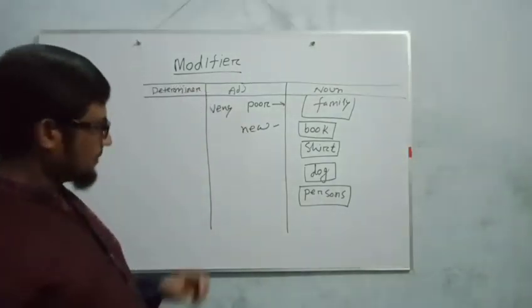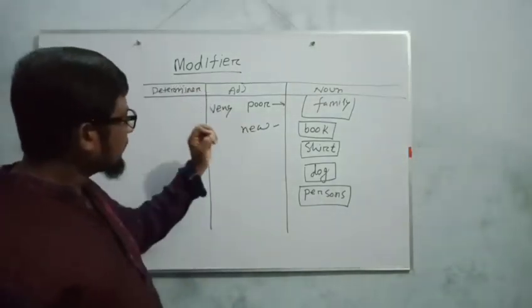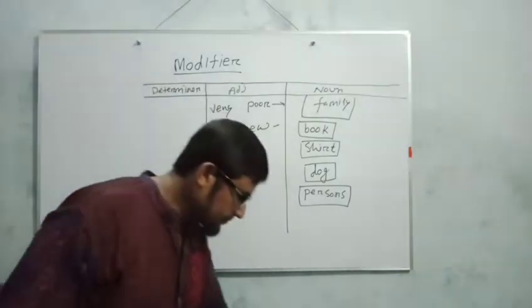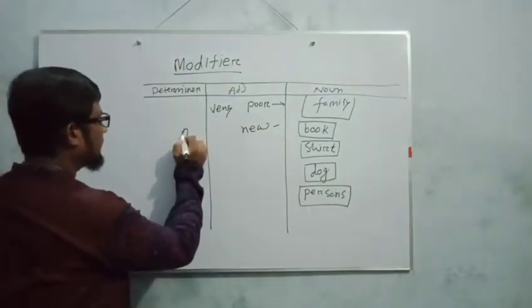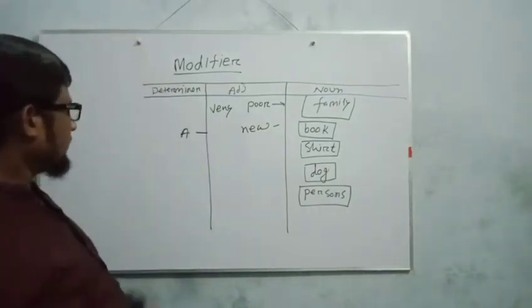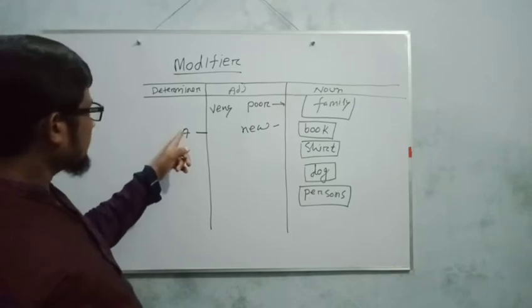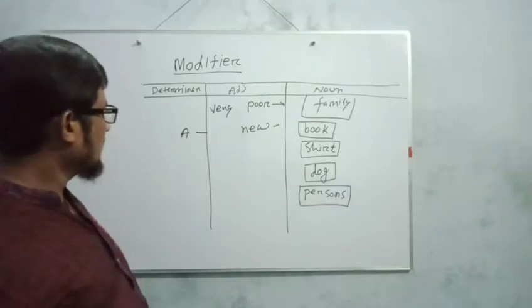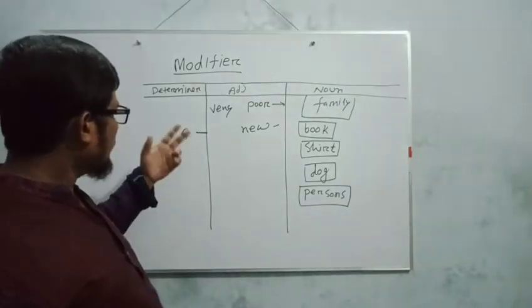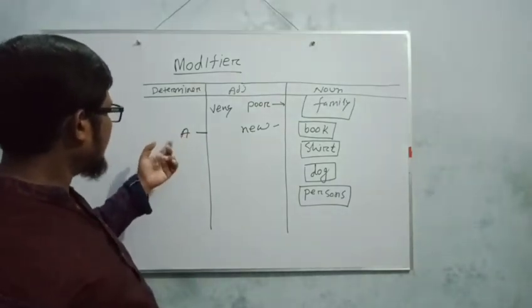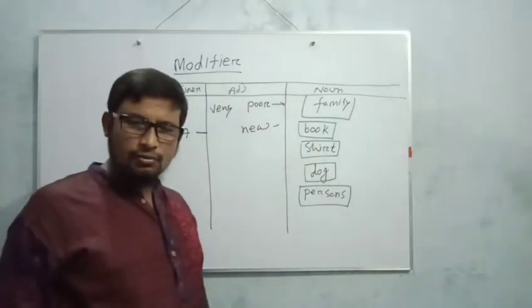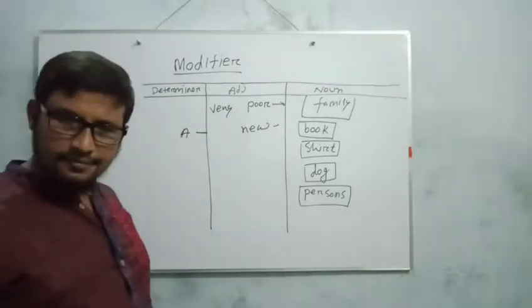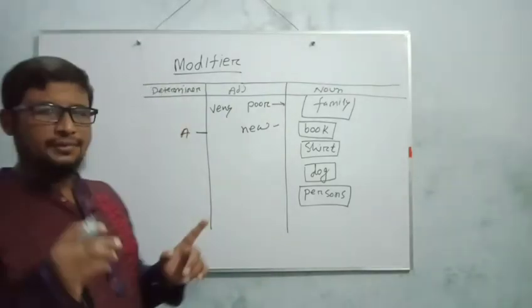We can add something before new. That is called determiner. A. Actually, now this phrase is a new book. We add another word that is called a, and a, you know, my dear students, is an article and its another name is determiner.